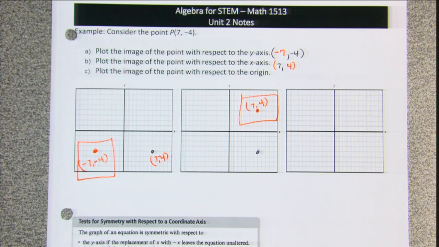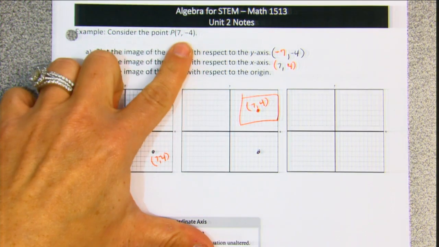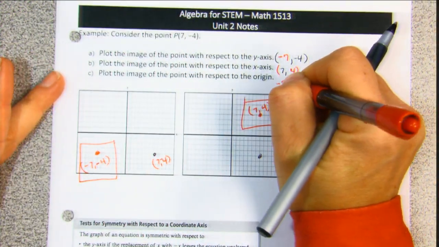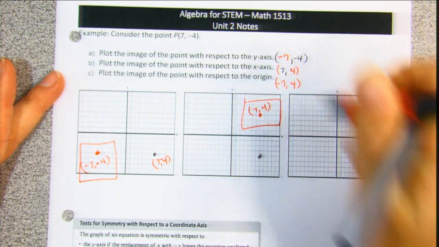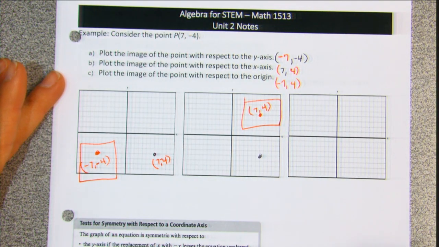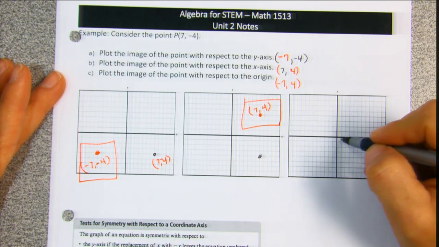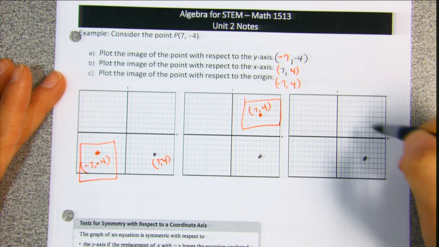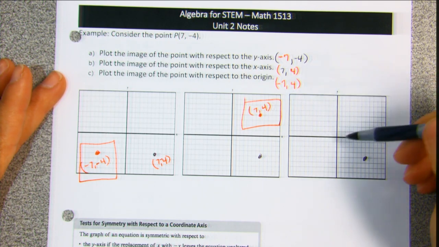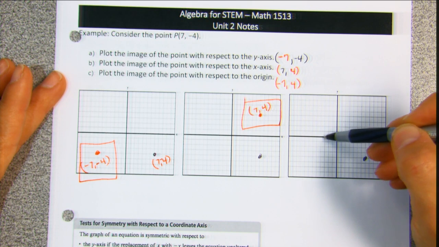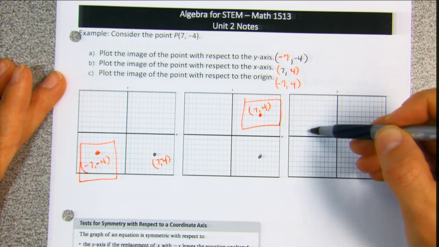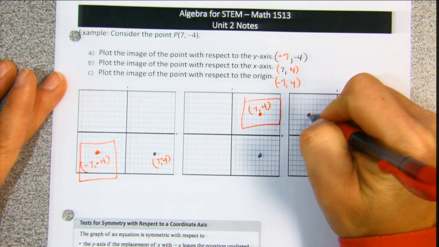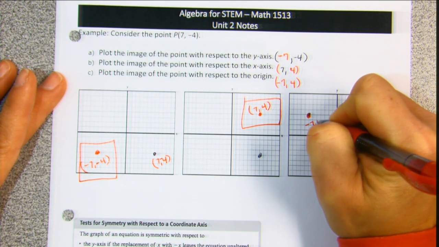And if I'm plotting an image with respect to the origin, what am I doing with the signs? Flipping both the signs. Both of them. -7 and +4. So again, this is 1, 2, 3, 4, 5, 6, 7. Down 4 is still here. But if we were changing both signs, we'd go over 7. 1, 2, 3, 4, 5, 6, 7, up 4. 1, 2, 3, 4. So it's the total opposite of both your x and your y.